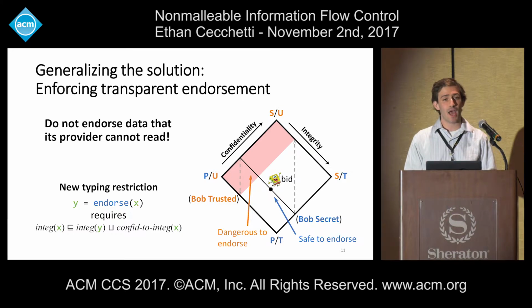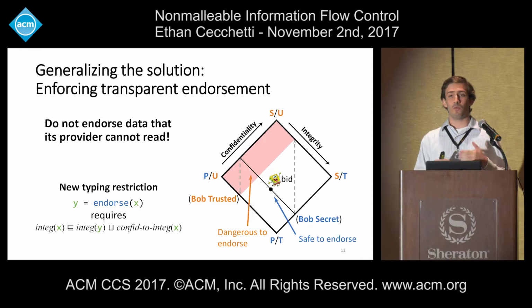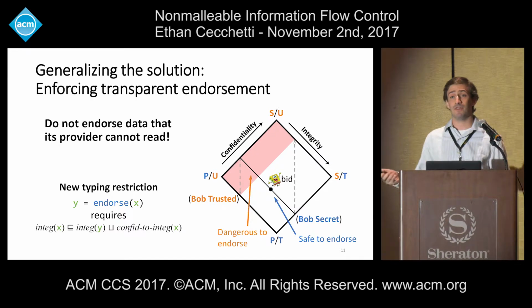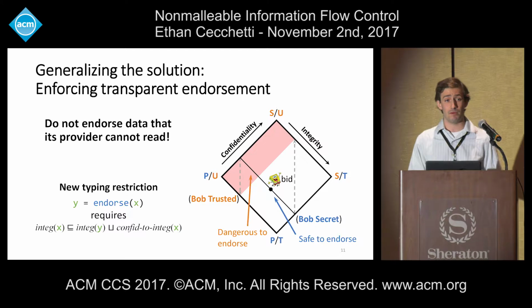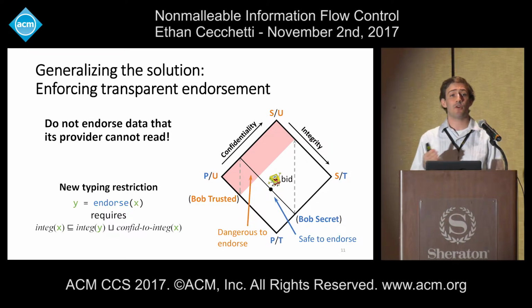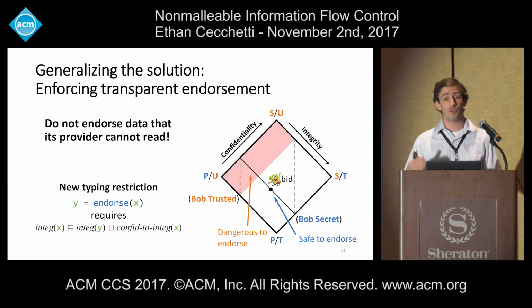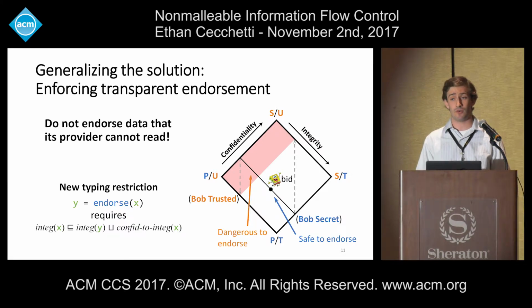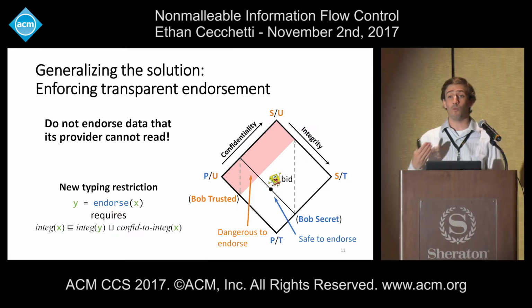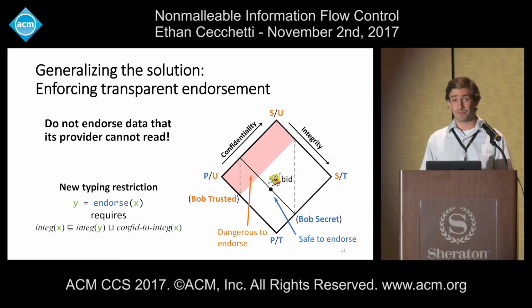And now we can check whether the bid was at least as trustworthy as this Bob trusted label. If it's less trustworthy than Bob trusted, then this means that the provider of the data was not authorized to read Bob's secret data. The provider of the data couldn't read the data, and it's dangerous to endorse it. If it's at least Bob trusted, then the provider of the data was authorized to read the data, and it's perfectly fine to endorse it.